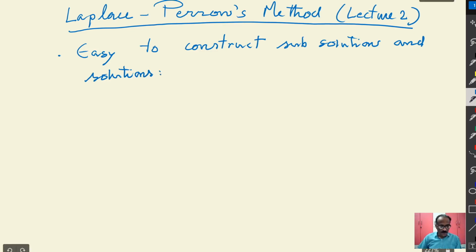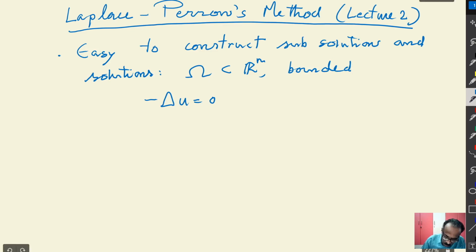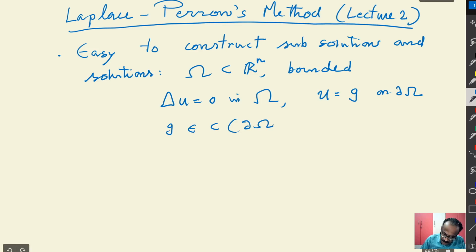Okay, so we will again start with omega in R^n, assumed bounded. Then your problem is minus Laplacian u equal to 0 in omega, and u equal to g on the boundary of omega. The given assumption is basically that g is a continuous function on the boundary. So this is the problem we want to construct, g on the boundary of omega given.